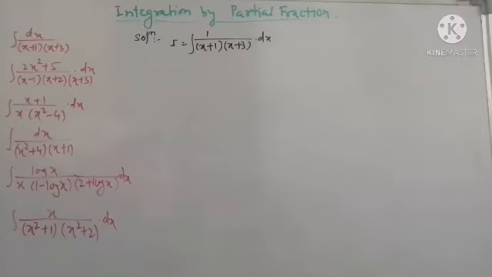Integration by partial fraction. As we know, partial fraction is a process of simplifying the given rational fraction into a sum of two or more proper fractions. By using this partial fraction, we can evaluate integration of given rational fractions or complicated rational fractions.